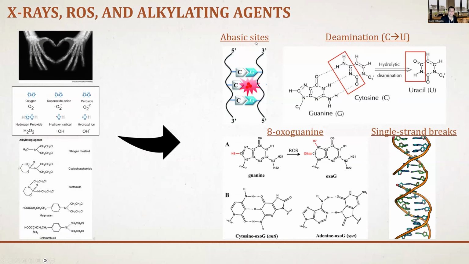So, for example, you can end up with an abasic site. In other words, the damage quite literally just knocks an entire base out. So you don't even have a G here to base pair with the C. It's just a gap. You have an unpaired cytosine here.